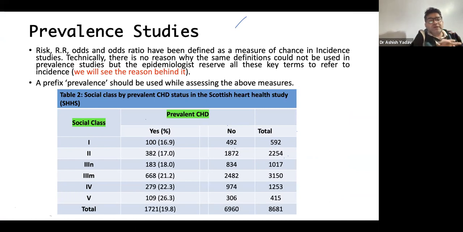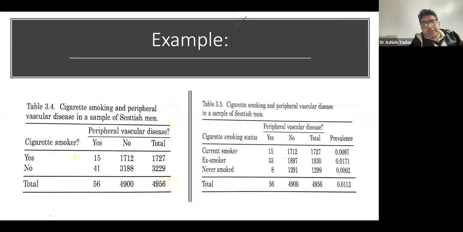And there is a reason why we consider RR a better approximation compared to OR. Let's look at this small example. Here we are studying the relationship between peripheral vascular disease and cigarette smoking. If you calculate in this table number 3.4, you will not get a significant RR value if we are calculating the odds ratio.